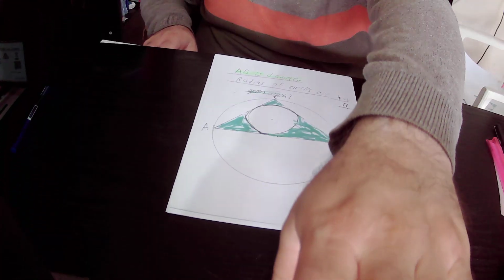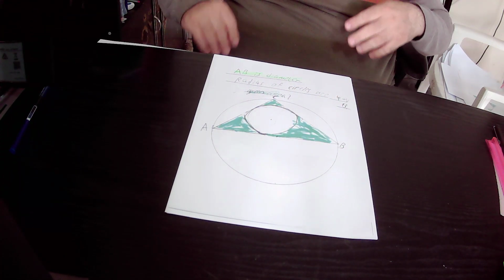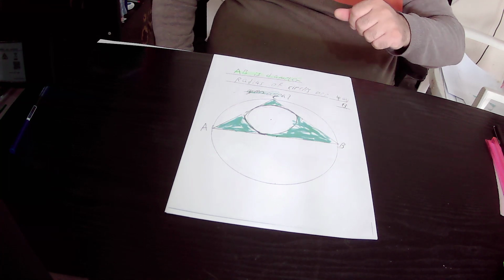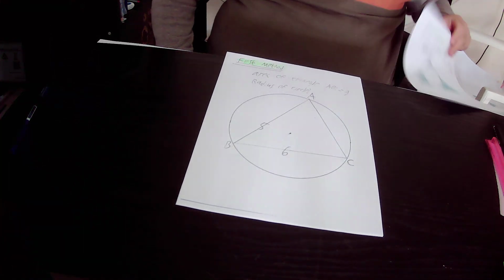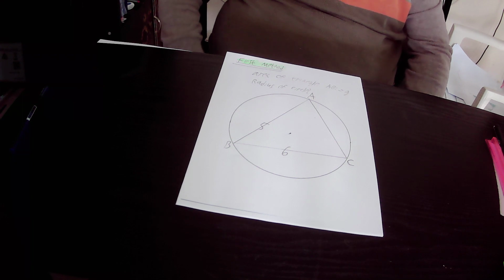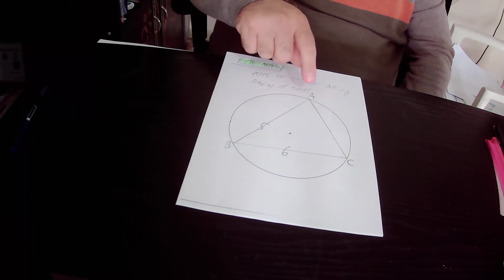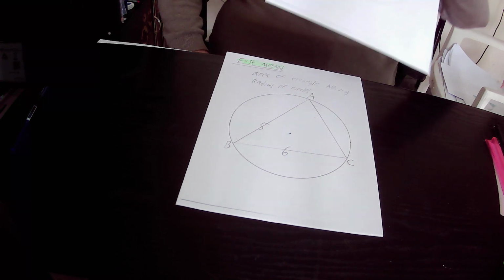Hello, in this lecture we'll answer two questions. In the first question, we'll find out the area of the blue shape. In the second question, we'll find out the radius of this circle that blocks triangle ABC. So we'll start with the first question.